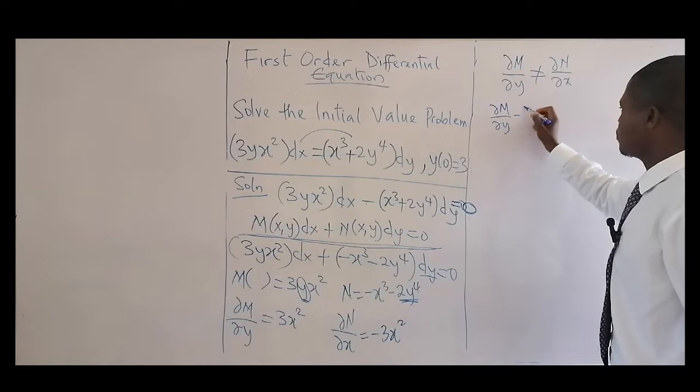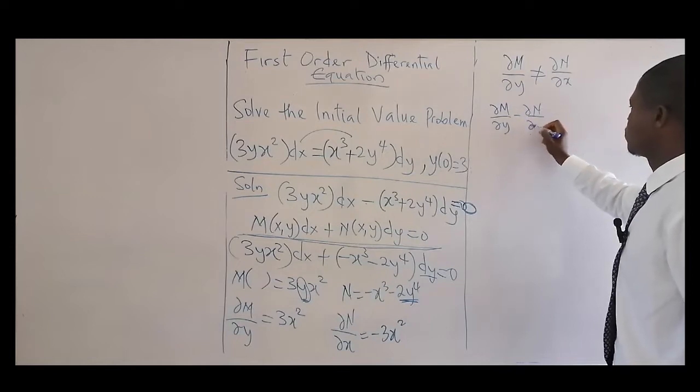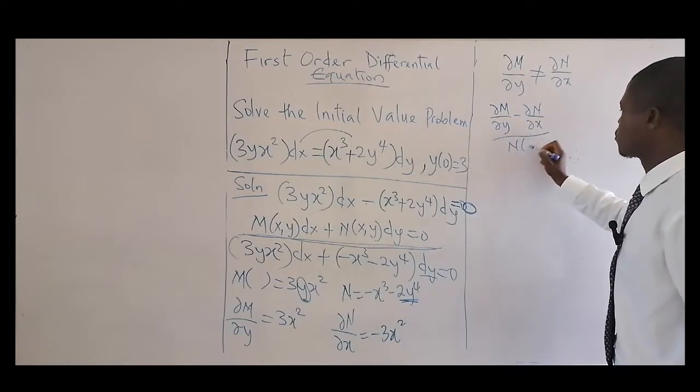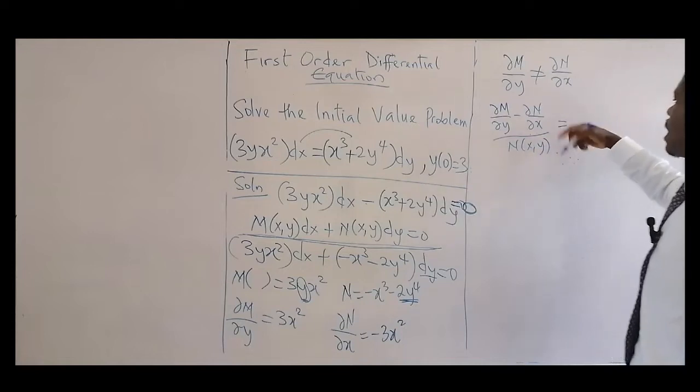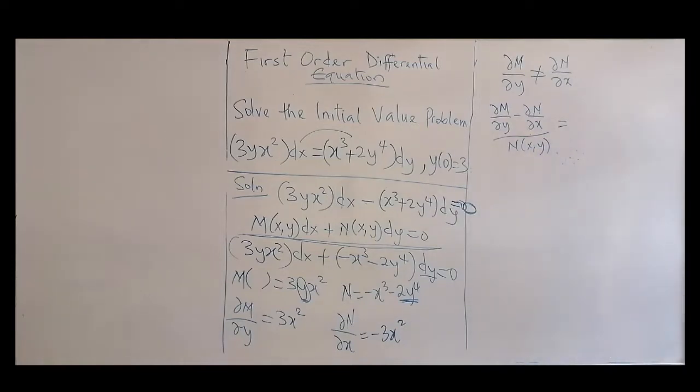Let's check the partial derivative of M with respect to y minus the partial derivative of N with respect to x, all over N, which is a function of two variables. The partial derivative of M with respect to y is 3x squared, minus the partial derivative of N with respect to x, which is minus 3x squared, so that becomes plus 3x squared. Over N, which is minus x cubed minus 2y to the power 4. So I don't have to continue.